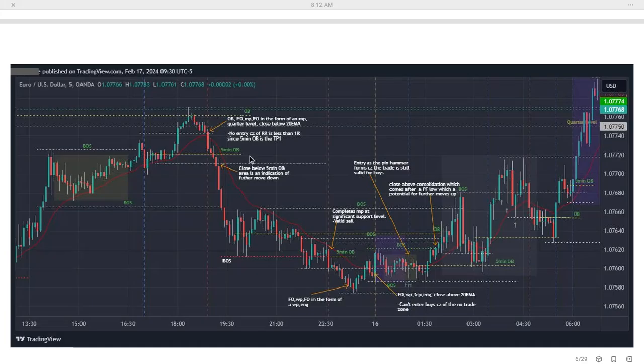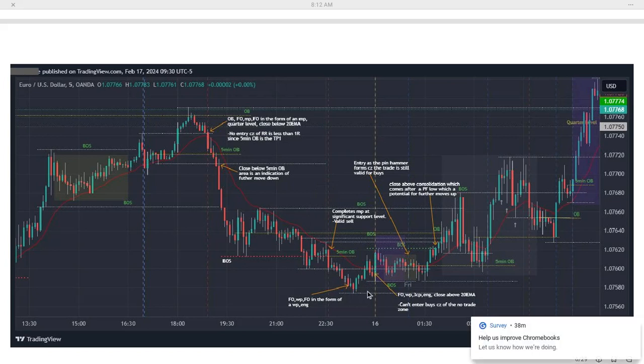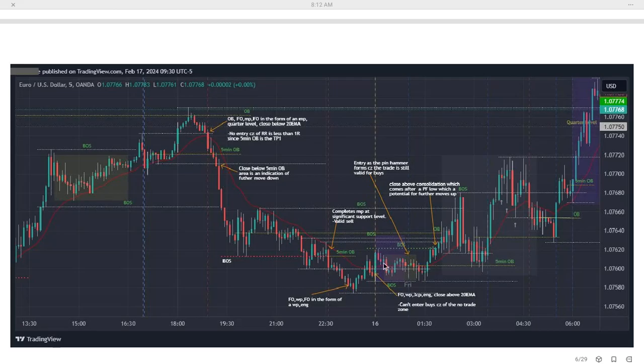Feel free to pause the video, go through the notes as I explain why this is a confirmed sell, why this one is, and why this orange line here confirms buys, but because it's in the no trade zone, I won't take any trades within this hour until afterwards, indicated by this blue line right here.